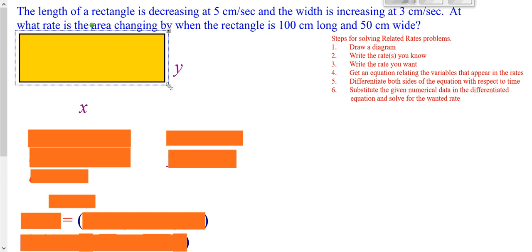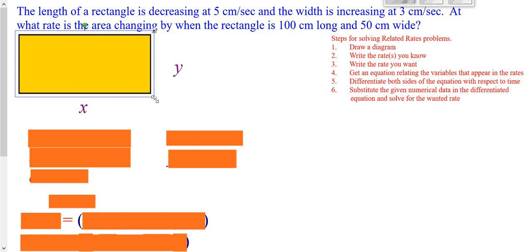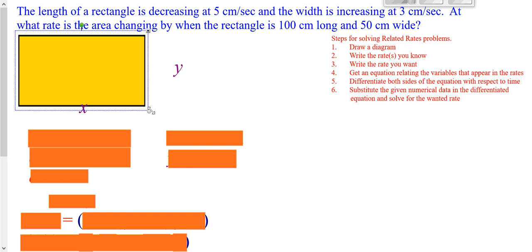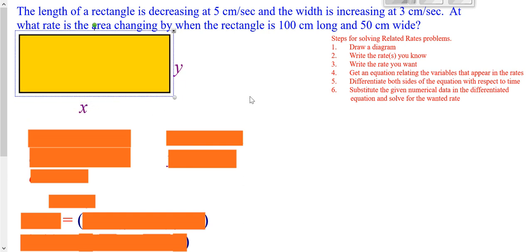So in other words, it's like this. Width getting bigger, length getting shorter. So that's one way to look at it and visualize it. At what rate is the area changing when the rectangle is 100 long and 50 wide?